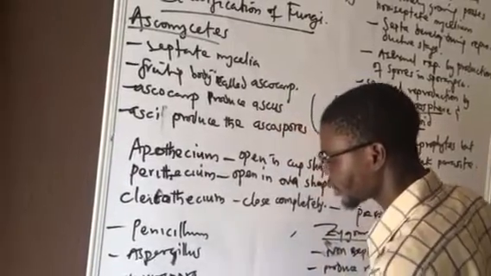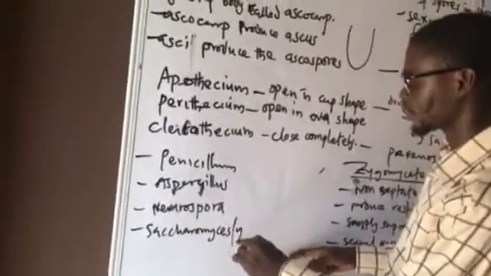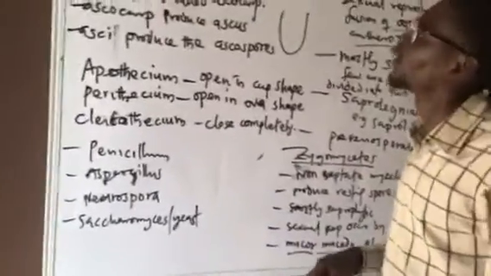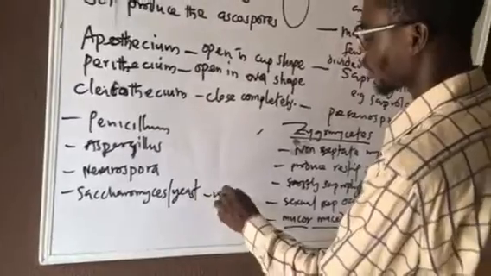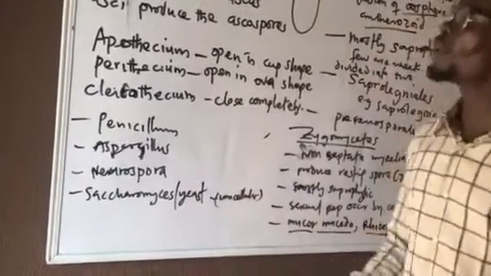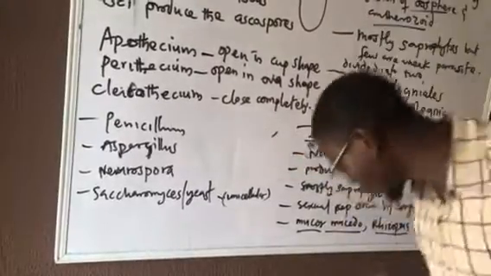Saccharomyces. These are unicellular yeast. That is an example of ascomycetes. They are unicellular. So when you talk about ascomycetes, those are ascomycetes.